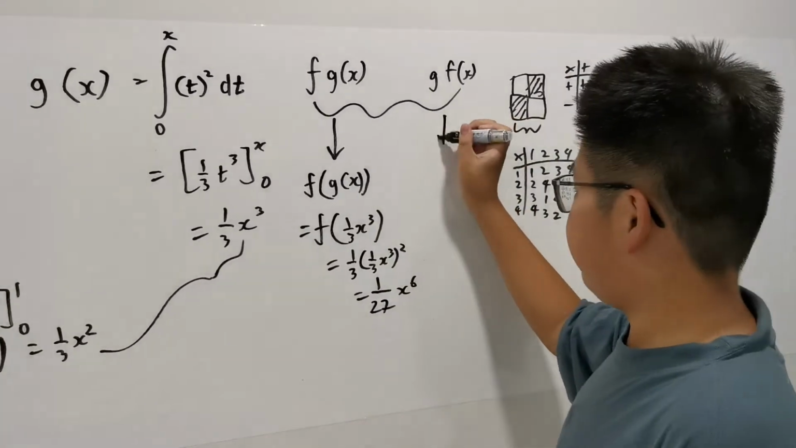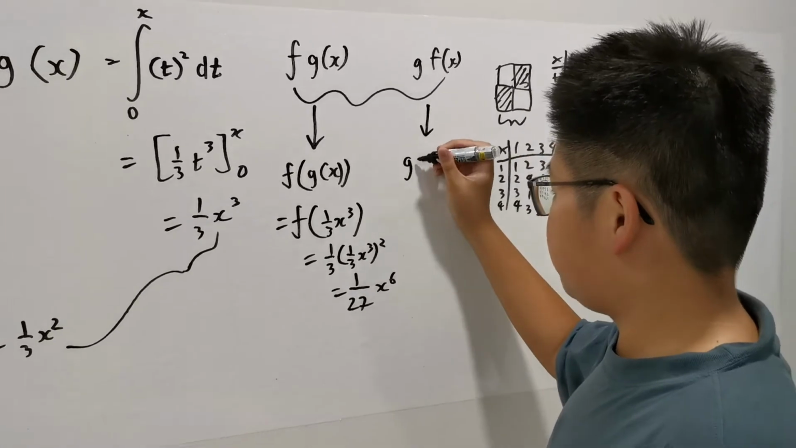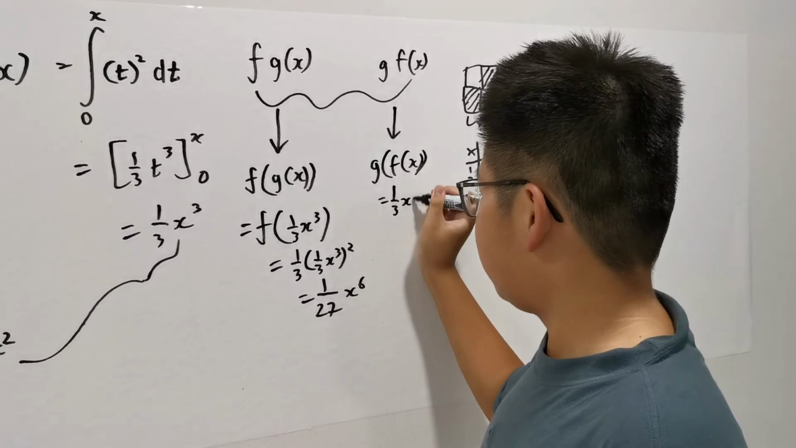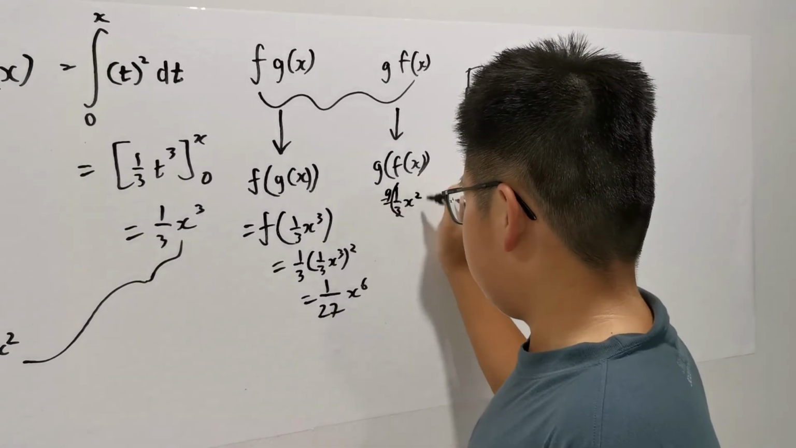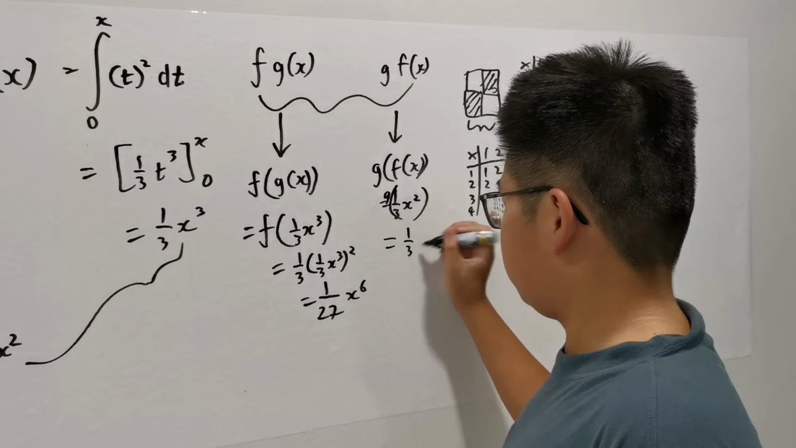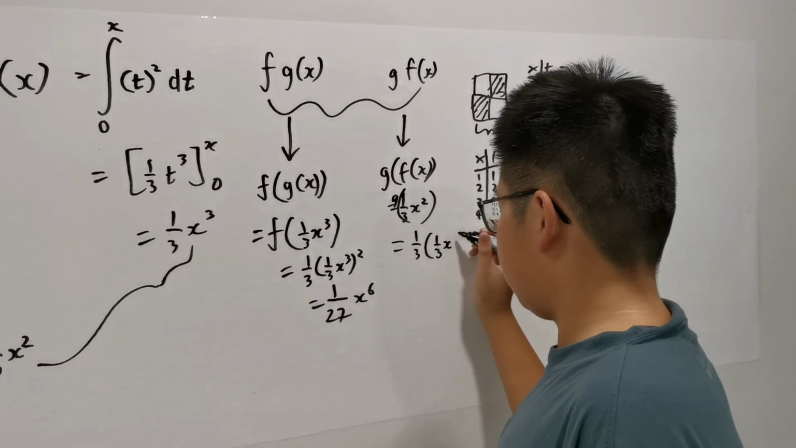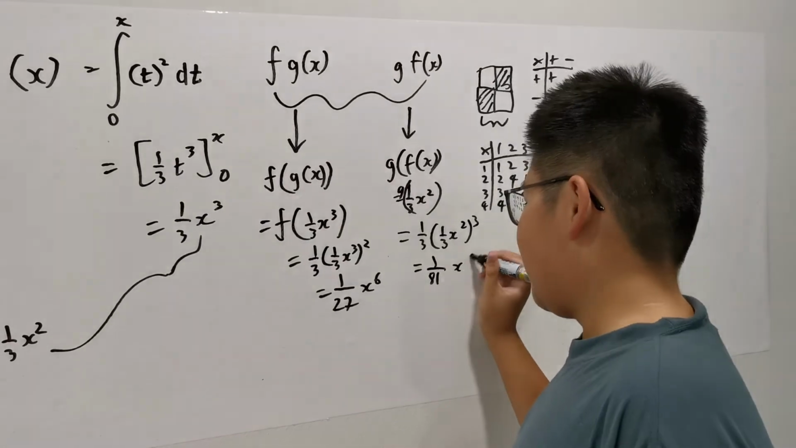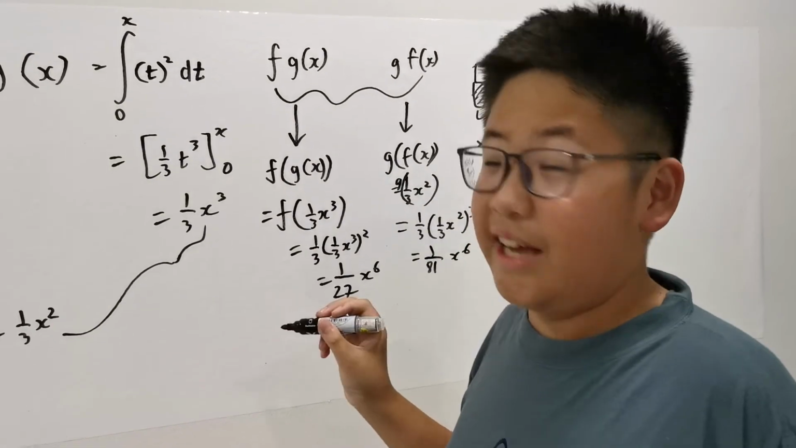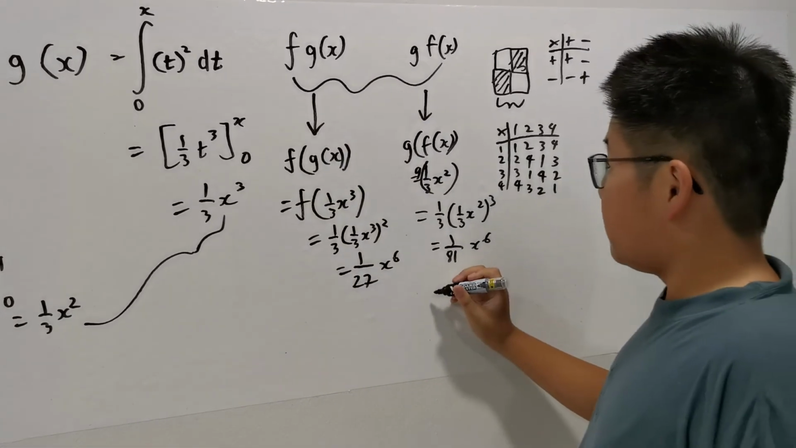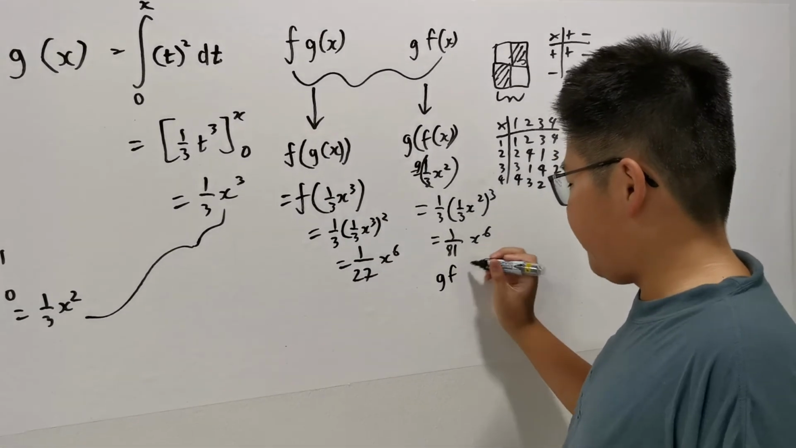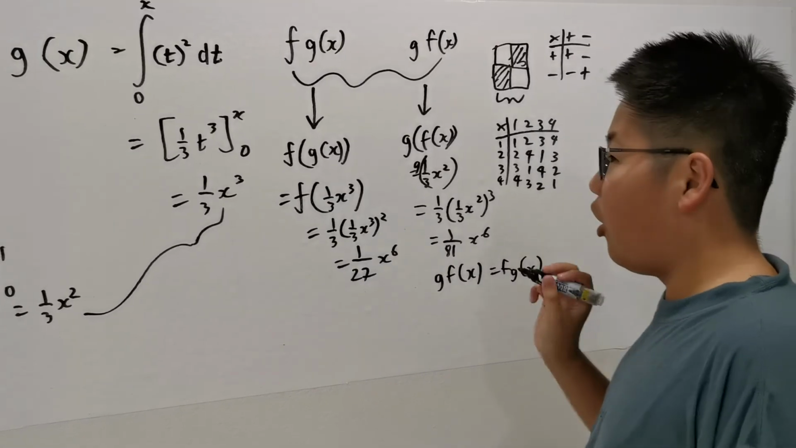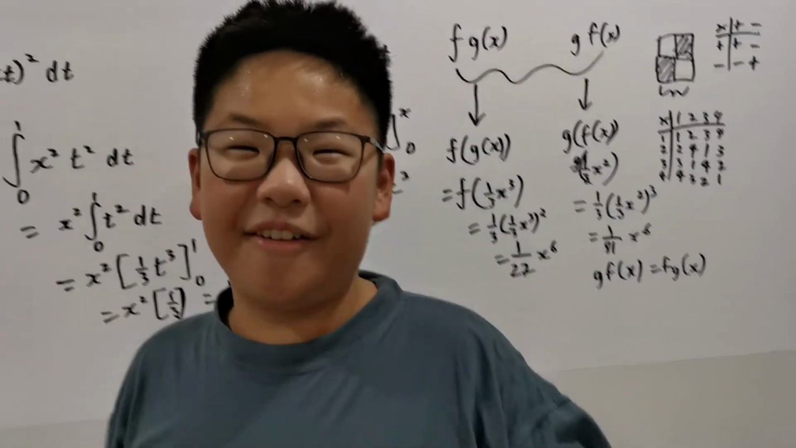Now how about g(f(x))? f(x) is 1 over 3 x squared. So g of that, don't forget, g is 1 over 3 x cubed, so 1 over 3 x squared, cubed, equals 1 over 81 x to the 6. As you can see, g(f(x)) is exactly 1/3 of f(g(x)). So that means we can say that g(f(x)) equals f(g(x))/3 for all x. There you have it.